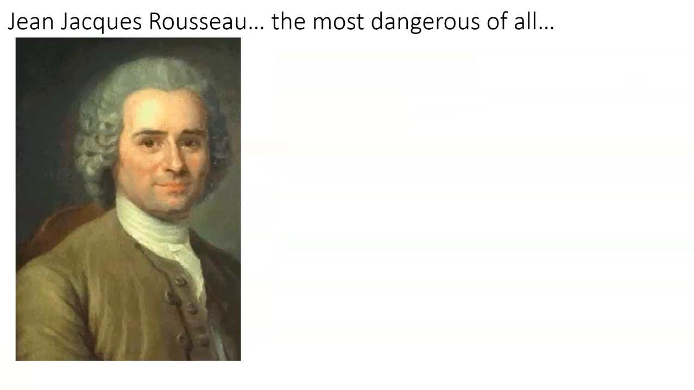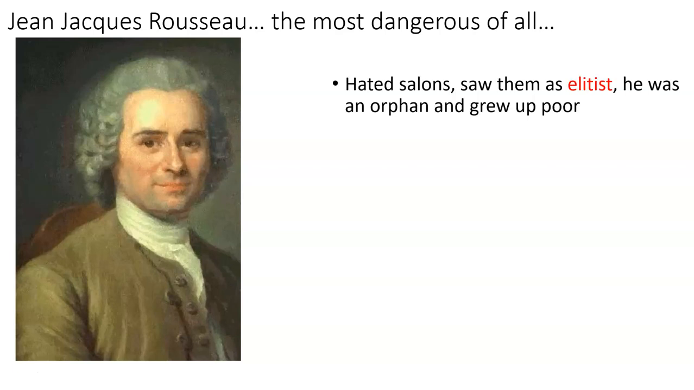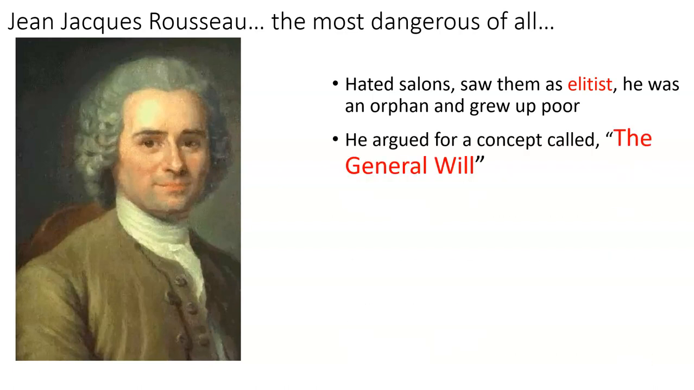And then you've got the most dangerous of all, Rousseau. Jean-Jacques Rousseau hated salons. He hated the places where philosophers went to talk and gossip with one another. He was born poor, orphaned, home to home. So he didn't have the wealthy upbringing that the others did. And he started to see the world quite differently. For him, the only way for a government to exist is to follow the general will.